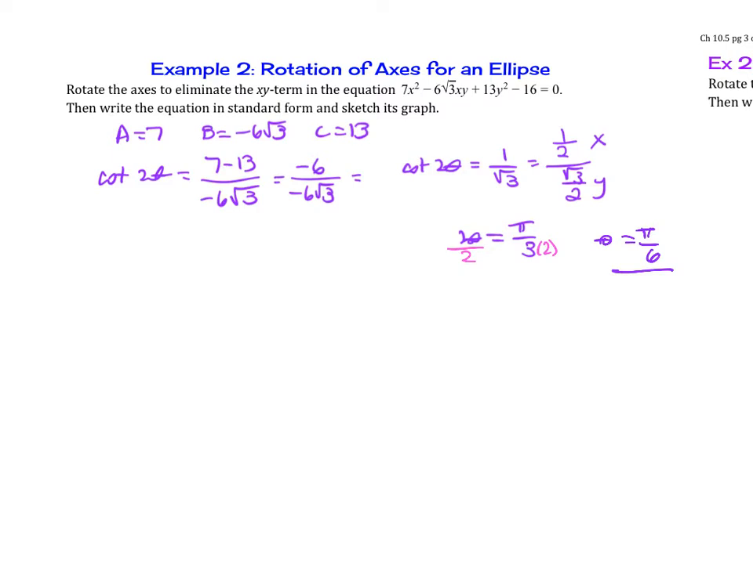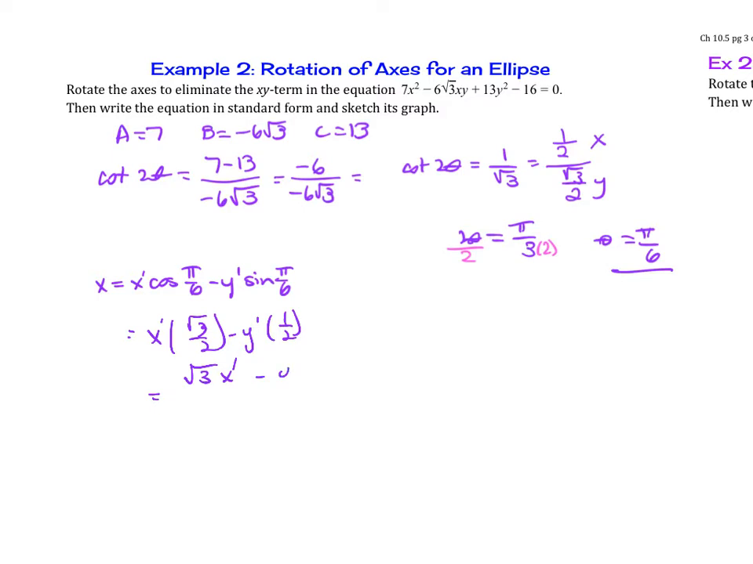And so now we're going to do the same thing we did before, substituting our x. So x equals x prime cosine of pi over 6 minus y prime sine of pi over 6. So then at pi over 6, it's x prime times square root of 3 over 2 minus y prime times 1/2. And then to simplify it, this is root 3 x prime minus y prime all over the common denominator of 2.